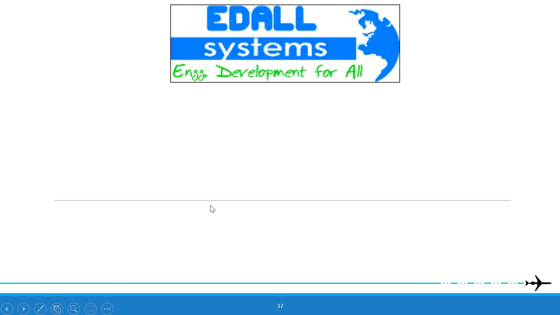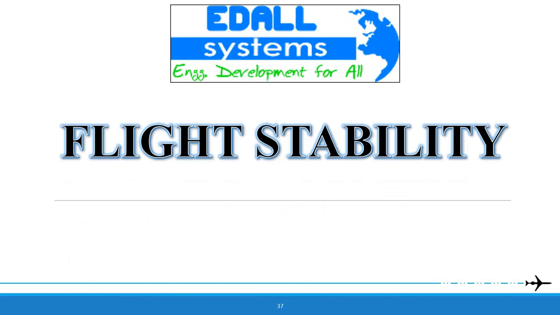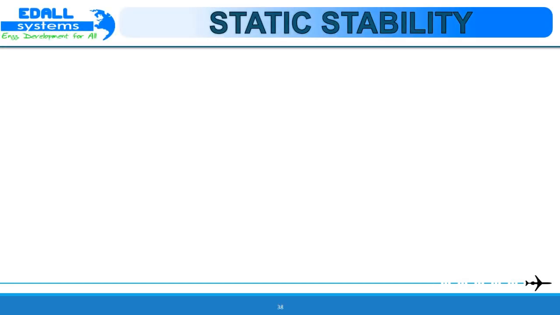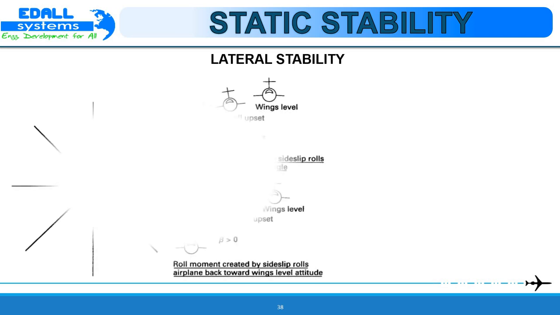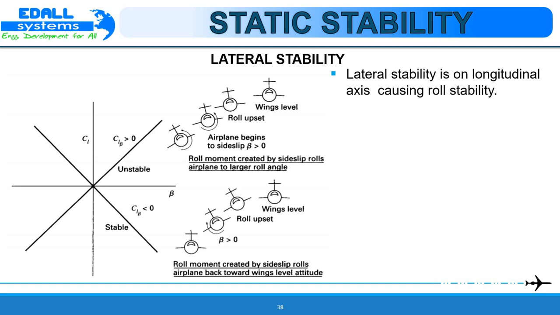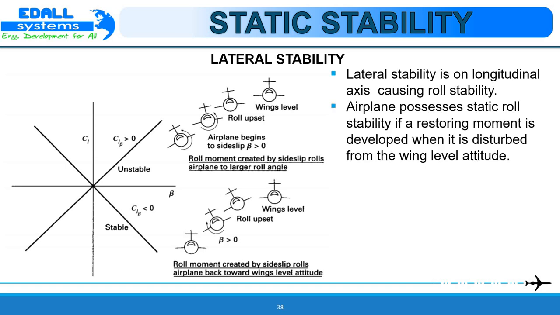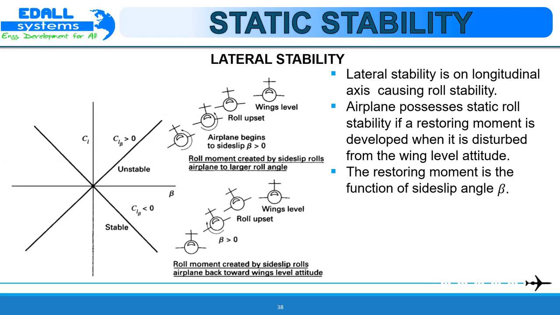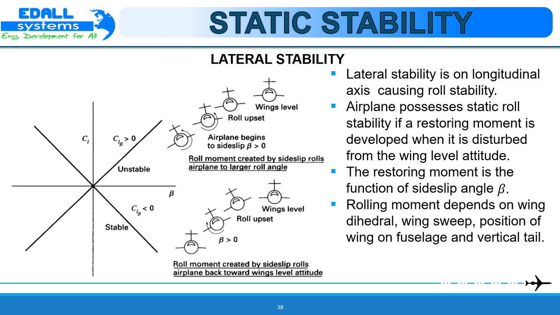In our previous session, we had discussed longitudinal static stability. Now let us start off with the lateral static stability. An aeroplane possesses static roll stability or lateral stability if a restoring moment is developed when it is disturbed from a wing level attitude. The restoring rolling moment can be shown to be a function of the side slip angle beta. The requirement for stability is that C_L beta should be less than 0.